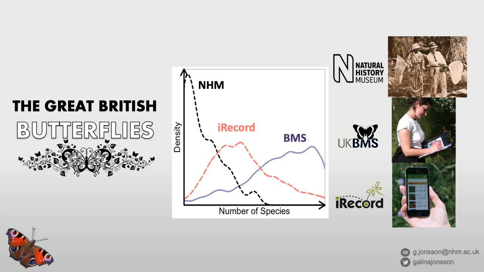And this graph here shows you that NHM collectors, the black line, tend to collect only one or a few species at a single location, whilst BMS recorders, the purple solid line, record multiple species, which makes sense as they're meant to record every species observed at their transect. And then the iRecord users, the pink dashed line, fall somewhere in between and vary quite a lot. Again, not too surprising as there's no protocol for how to record.